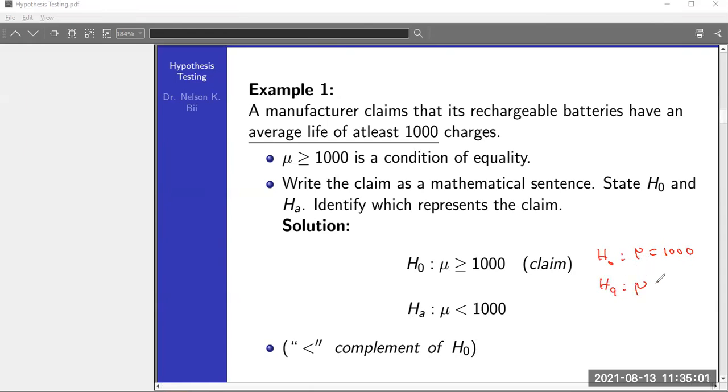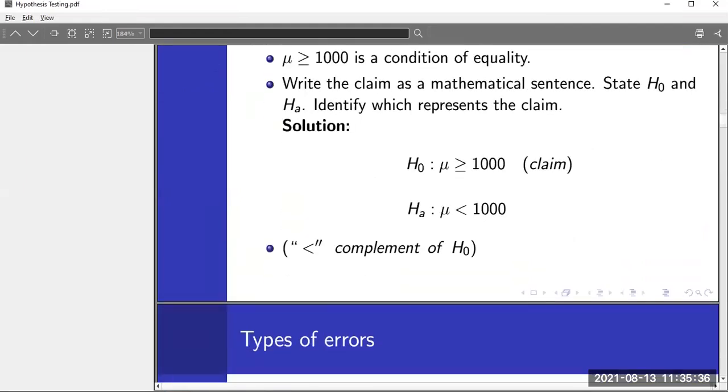The alternative will be not equals to 1,000, if the null is the claim. You understand? Yes. And again, not equals to, now this is what we call a two-sided hypothesis, because not equals to can mean less than or greater than, isn't it? So we call that two-sided hypothesis, and we are going to look at that later on.